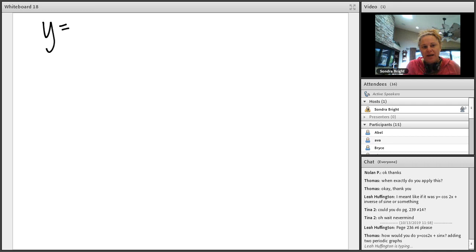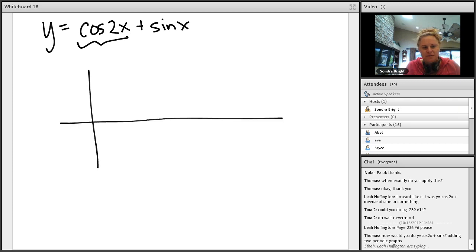If I have y equals cosine of 2x plus sine of x, we're going to give you the two graphs and then you're going to add them together. So let's see, the period of this guy is pi and this one is 2 pi.